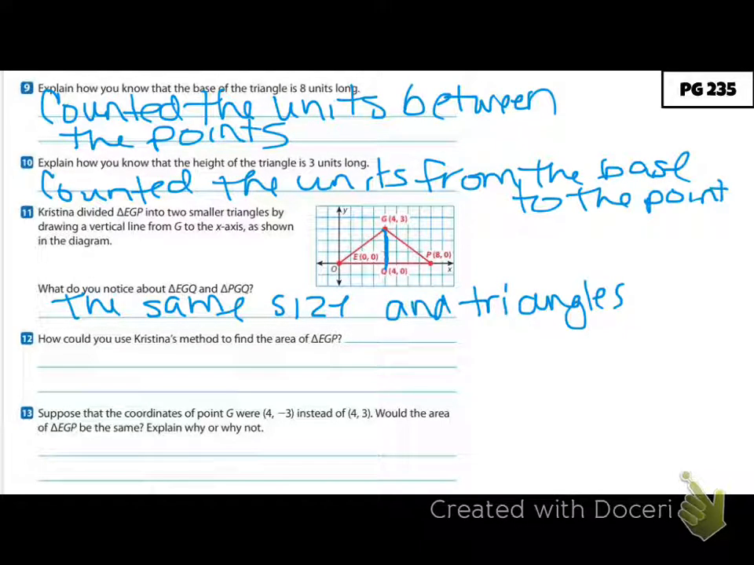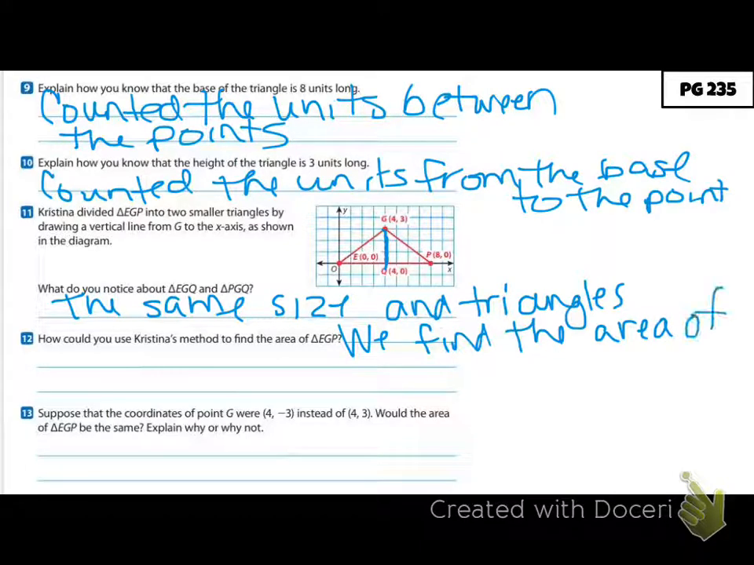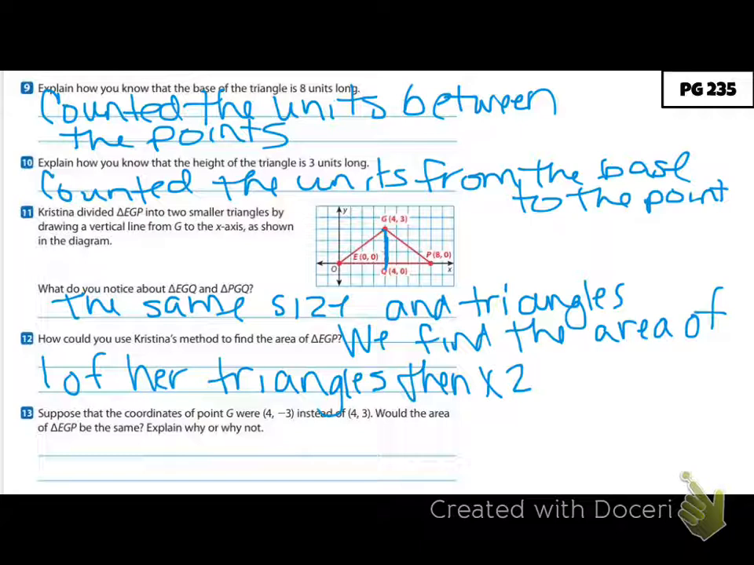So number 12 says, how could you use Christina's method to find the area of EGP? We find the area of one of her triangles then multiply by 2. Because they're the same shape and size, so we find the area of 1 and then multiply by 2. So if we were to do that, it would be 1/2. The base is 4, the height is 3. So when we multiply that out, that would be 6, and then we multiply it by 2 to find out that it's 12.